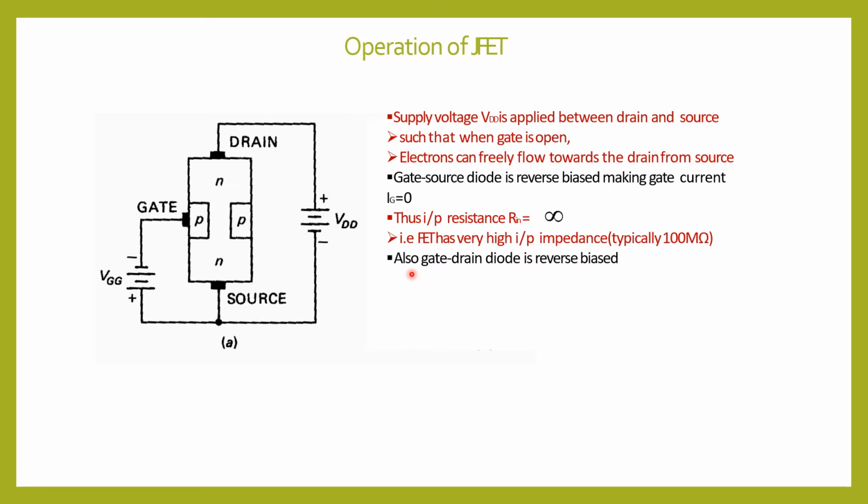Also, we can see that the gate drain diode is reverse biased. The gate, the P-type region, is connected to the negative terminal, and the drain, which is N-type, is connected to the positive terminal. So the gate drain diode is also reverse biased. Hence both the diodes in the FET are reverse biased.